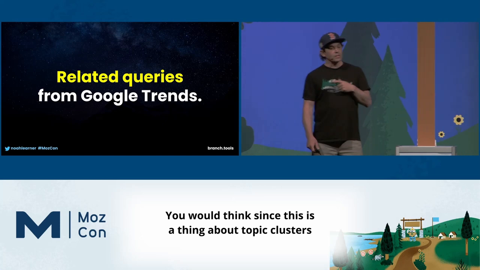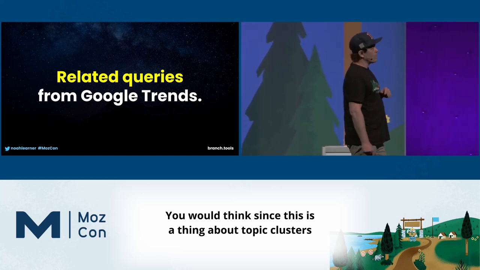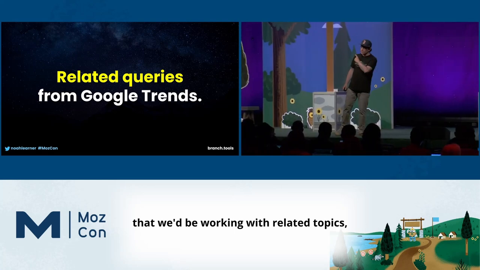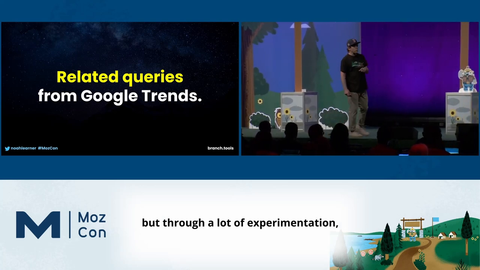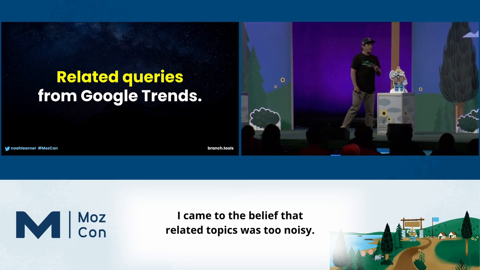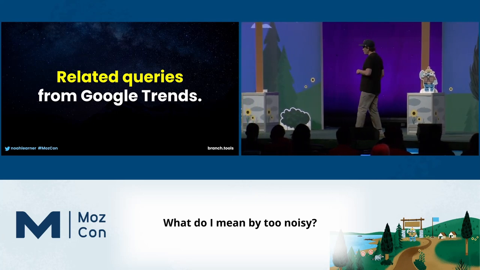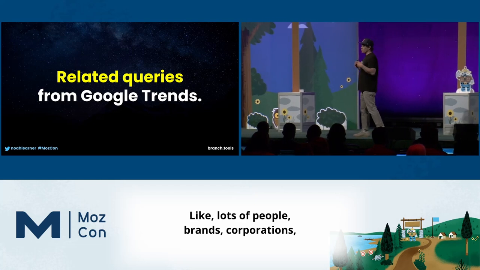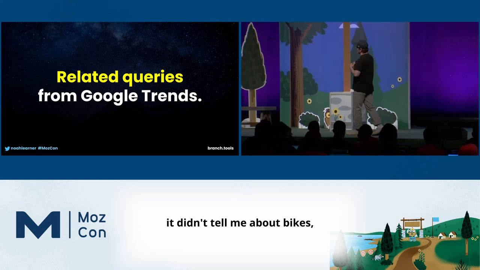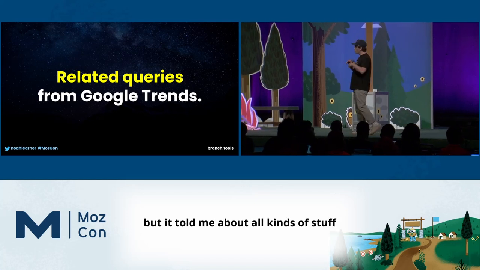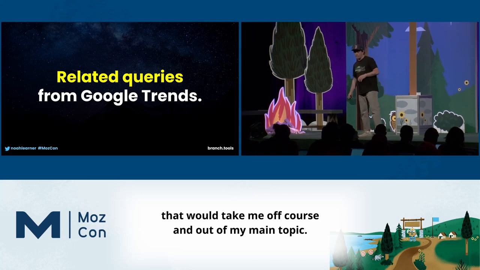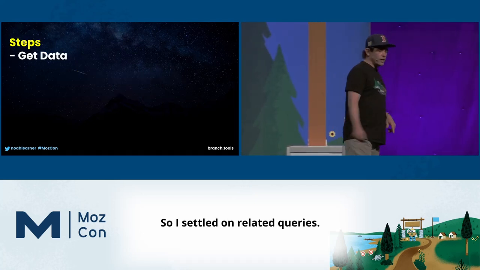You would think, since this is a thing about topic clusters, that we'd be working with related topics. But through a lot of experimentation, I came to the belief that related topics was too noisy. What do I mean by too noisy? Like lots of people, brands, corporations. It didn't tell me about bikes, but it told me about all kinds of stuff that would take me off course and out of my main topic. So I settled on related queries.